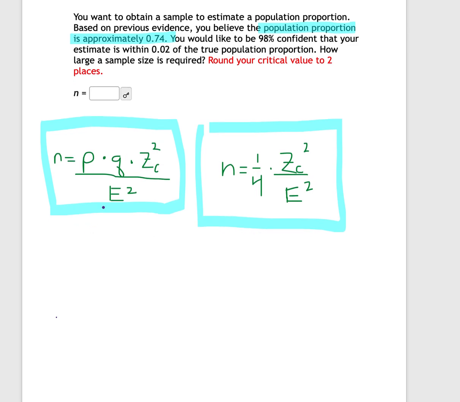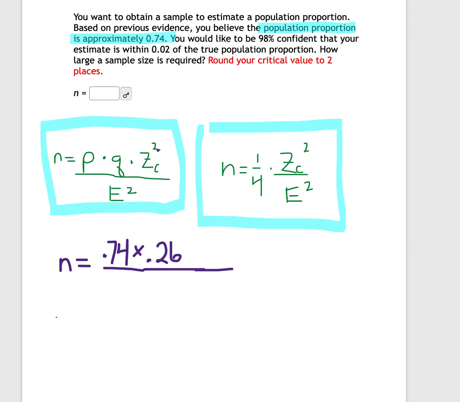So using this first formula, I know what my P is. It's 0.74. And even though it doesn't give us the value of Q, I know what Q is by finding the complement of P. I would take 0.74 times 0.26, because when I add up 0.26 and 0.74, that's going to give me 1. Q and P should always add up to 1.